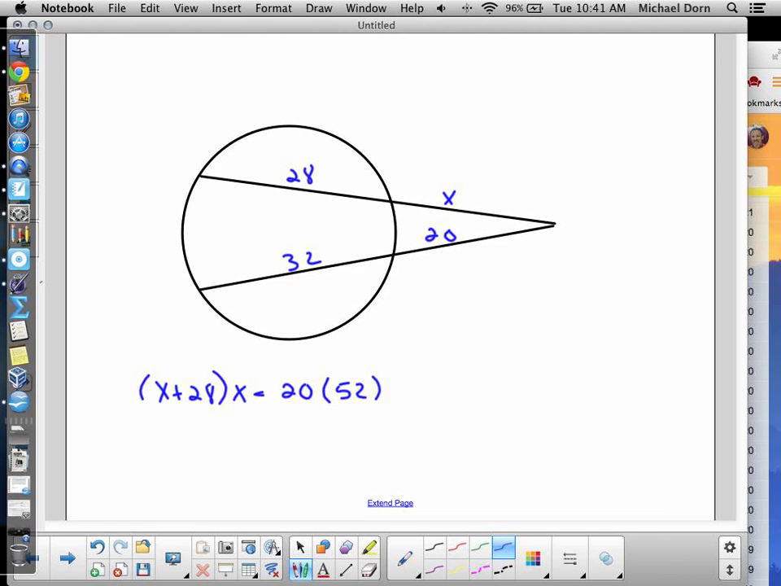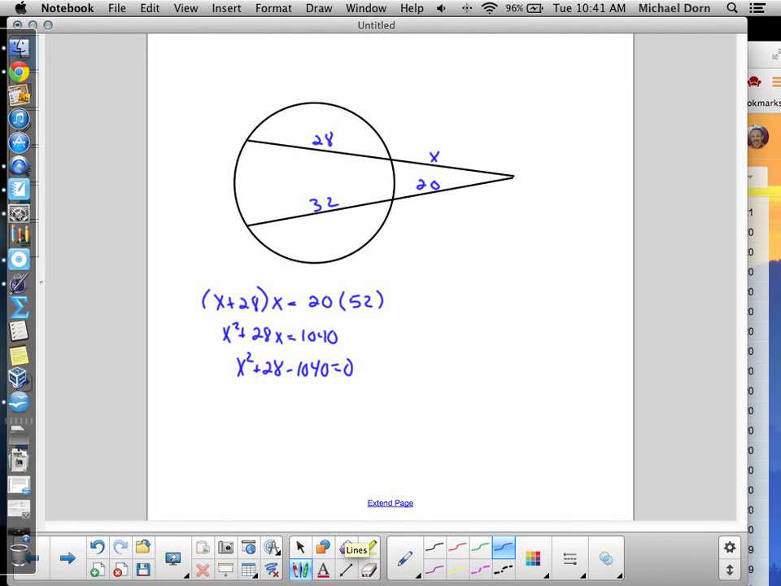And the first thing I need to see when you're solving problems like this is how you set it up. That's what I need to see first. I'm not even interested in the solution until after I see that. Then we have a little work left to do. That's x squared plus 28x equals 104 or 1040. So x squared plus 28x minus 1040 equals 0.